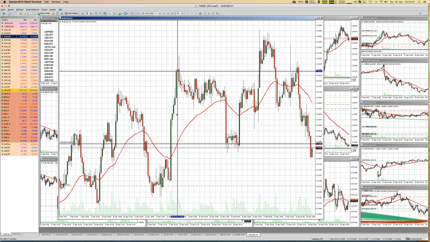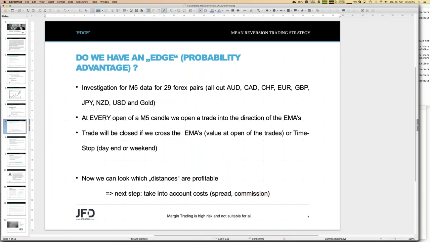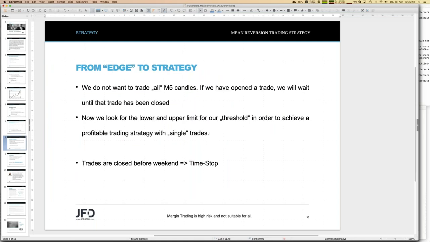If it comes to the real strategy, we want to have one trade after the other and not millions of trades. We can do that kind of investigation as well, no problem. So what we will do as a next step is go from that edge to the strategy. As I introduced already, we will not trade all M5 candles anymore, even when exceeding that threshold. If you have an open trade, we will wait until that trade is closed. Now we get fewer trades, of course. But in the next step we can look for those lower and upper limits for our threshold in order to achieve the most profitable trading strategies with that single trade approach.